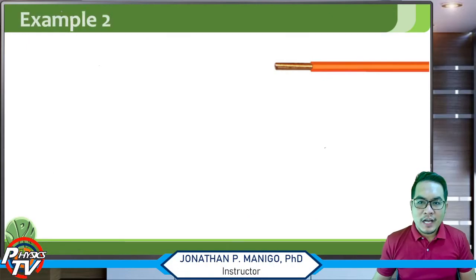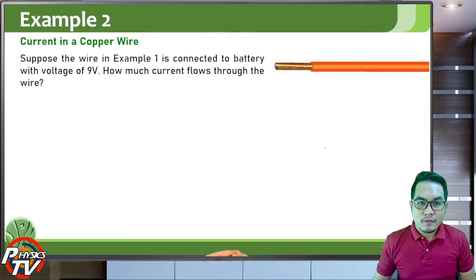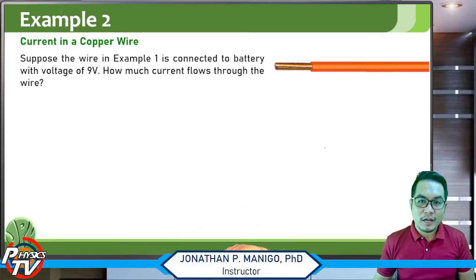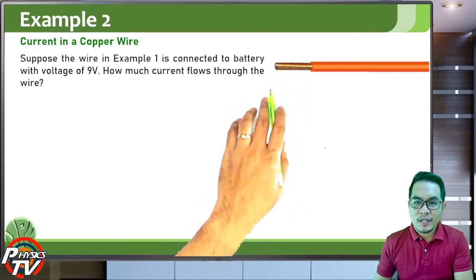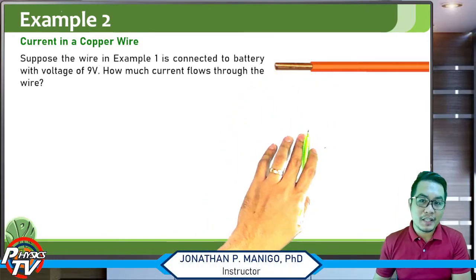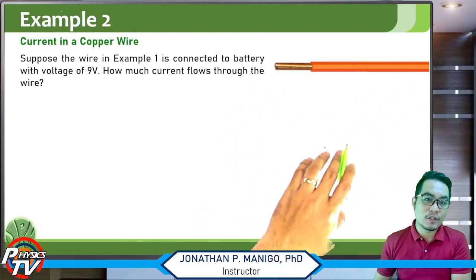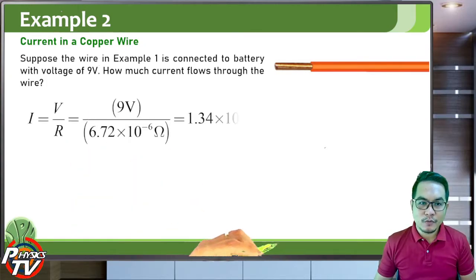Example number 2. How about we connect the wire in example number 1 to a 9-volt battery. The question now is how much current flows through the wire. We connect one end of this wire to the positive terminal of the battery, and the other end to the negative terminal of the 9-volt battery, and try to find the current.